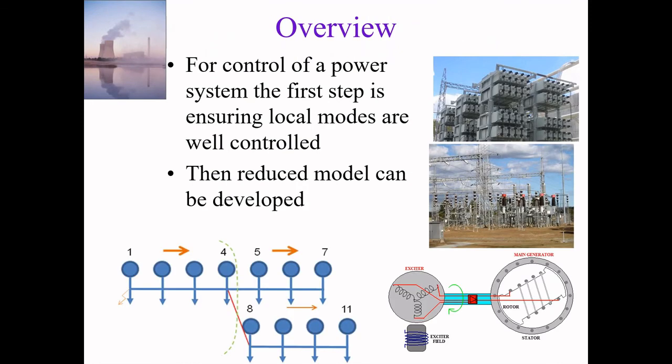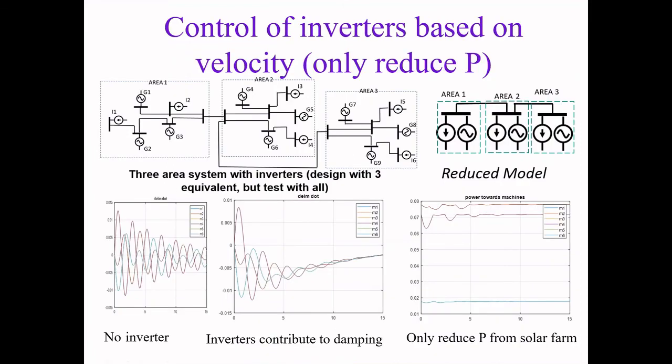So overall, for control of a power system, the first step is to ensure all local modes are well controlled: inter-machine oscillations, inverter oscillations. Once we've got our reduced model, then we can develop some control strategies for the inter-area modes. And in this case, with this three-area problem, we design on the philosophy of the average area for the different groups. And so we come up with an oscillation set with no inverters.